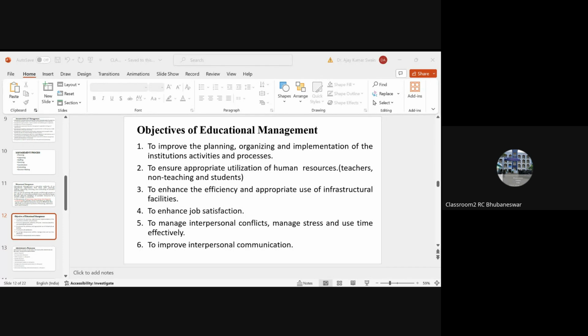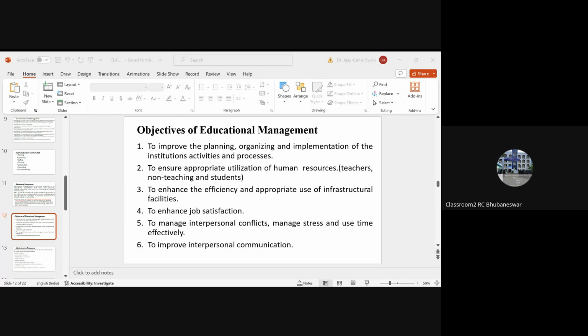To ensure appropriate utilization of human resources. Who are the human resources? We are working in a school or college. Who are the human resources? Teachers, staff, students, and non-teaching staff. Teaching staff, non-teaching staff, and students. This is your module. You may add here community members, parents, PRI members. Those are also human resources. Experts available in the area. Note it. You may note it in your note.